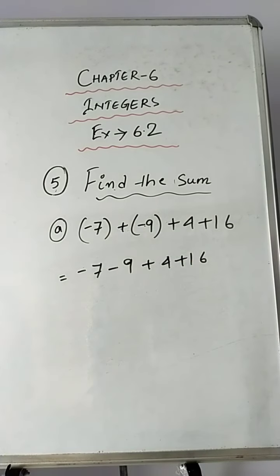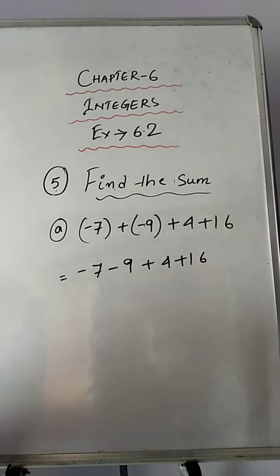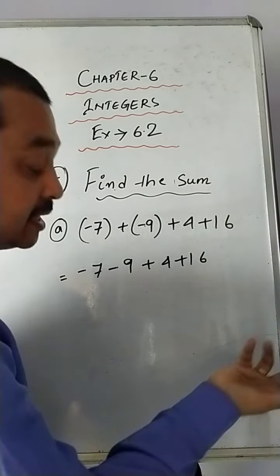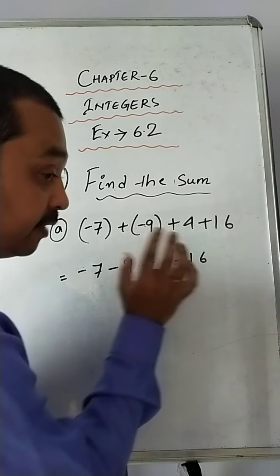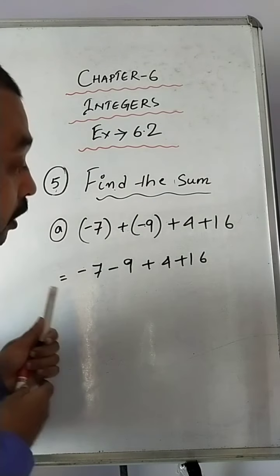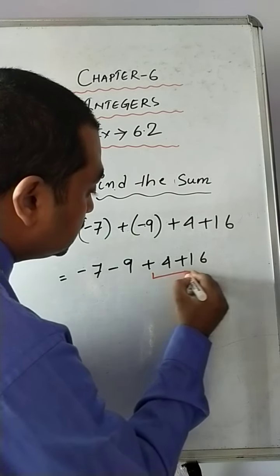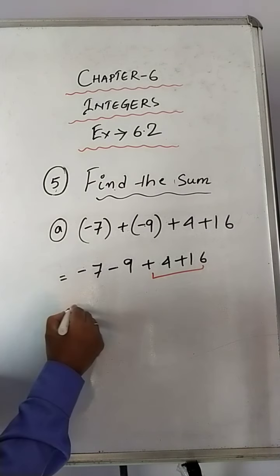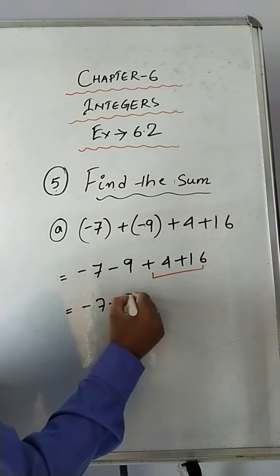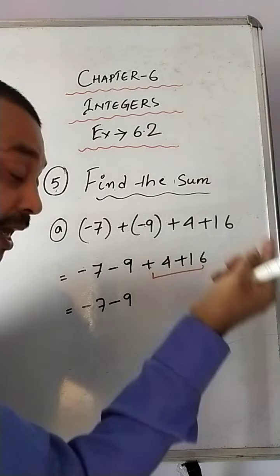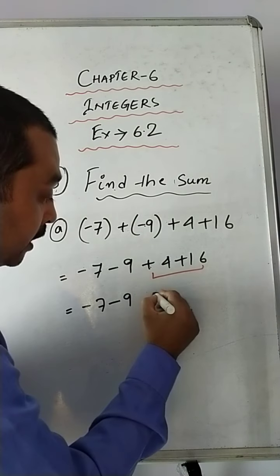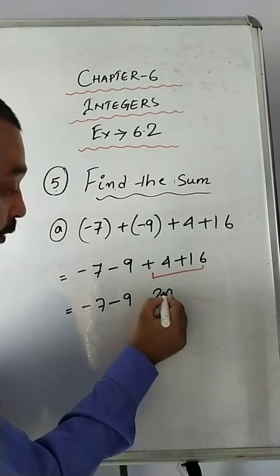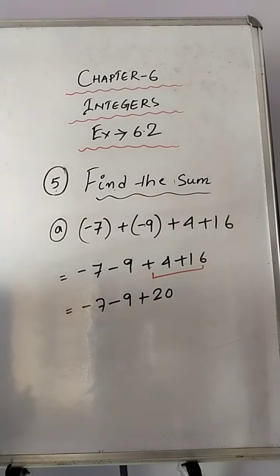As I said in the previous question, if you see that any numbers are carrying the positive sign, what you have to do? You have to solve these numbers first. Okay, and so what will be the number? Minus 7, minus 9, plus, what? Plus 16 plus 4 is 20. With this 20 we have to put a plus sign.